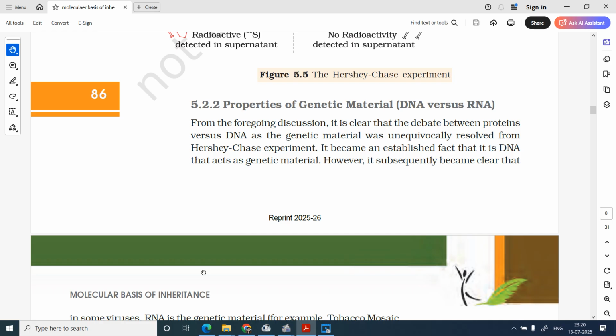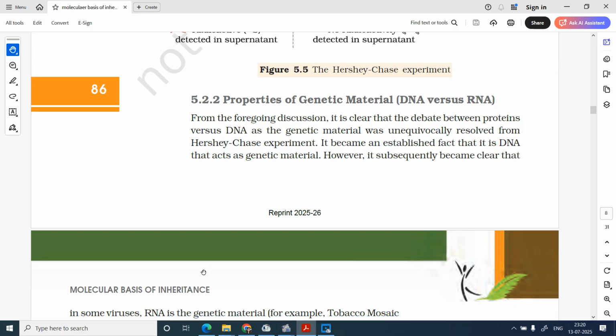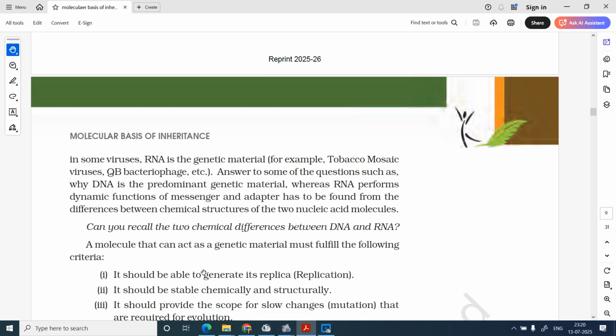5.2.2 Properties of genetic material: DNA versus RNA. From the foregoing discussion, it is clear that the debate between proteins versus DNA as the genetic material was unequivocally resolved by the Hershey-Chase experiment. It became an established fact that it is DNA that acts as genetic material. However, it subsequently became clear that in some viruses, RNA is the genetic material. For example, tobacco mosaic virus, Qβ bacteriophage, etc.